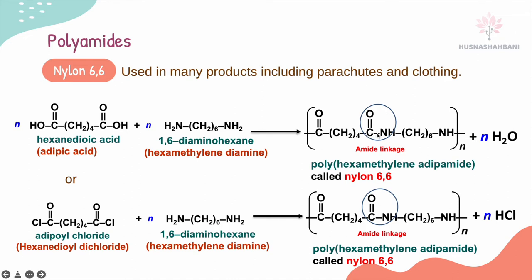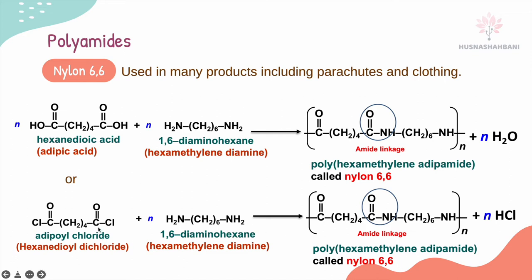C double bond O, single bond with N. This is the amide linkage. So removal of water, H2O, because 1 OH from carboxylic acid, 1 hydrogen from amine. So the side product is water. This is nylon 6-6. Another way to produce nylon 6-6 is, instead of using carboxylic acid, use the acid chloride, C double bond O Cl. Acid chloride can also be used to form nylon 6-6, reacting with diamino.